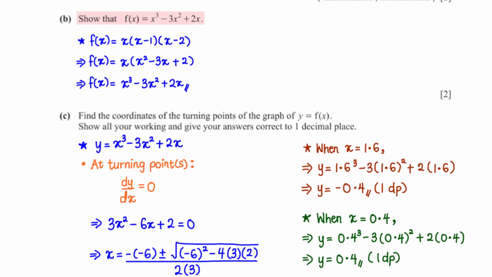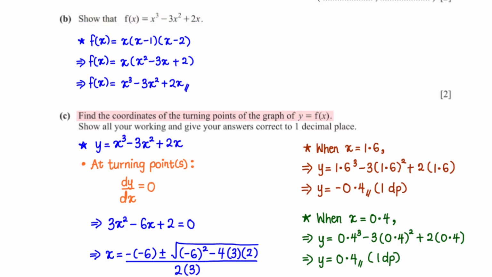Show that f of x equals x cubed minus 3x squared plus 2x. We've been given f of x as x times (x minus 1) times (x minus 2). When we multiply (x minus 1) and (x minus 2), we get x squared minus 3x plus 2. When we expand the brackets here, x times x squared is x cubed, x times minus 3x is minus 3x squared, and x times 2 is 2x.